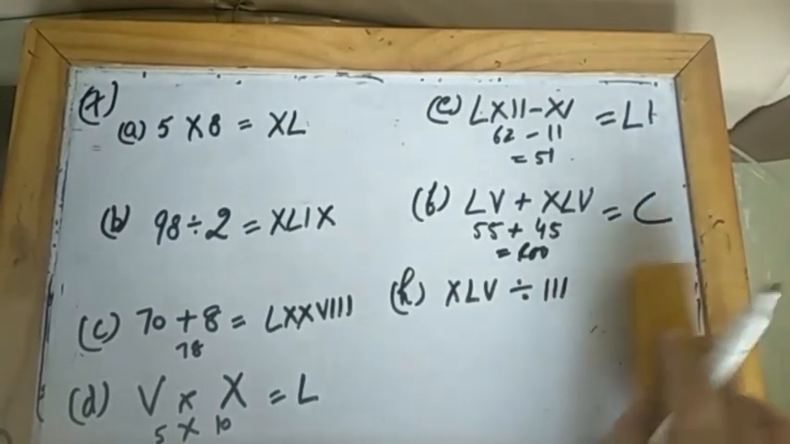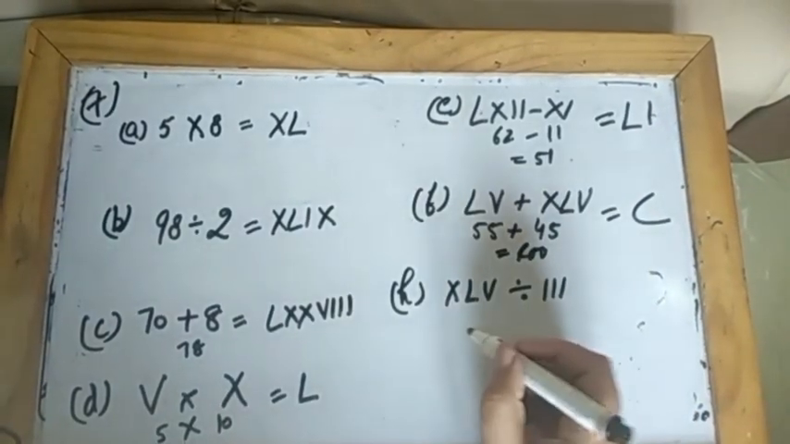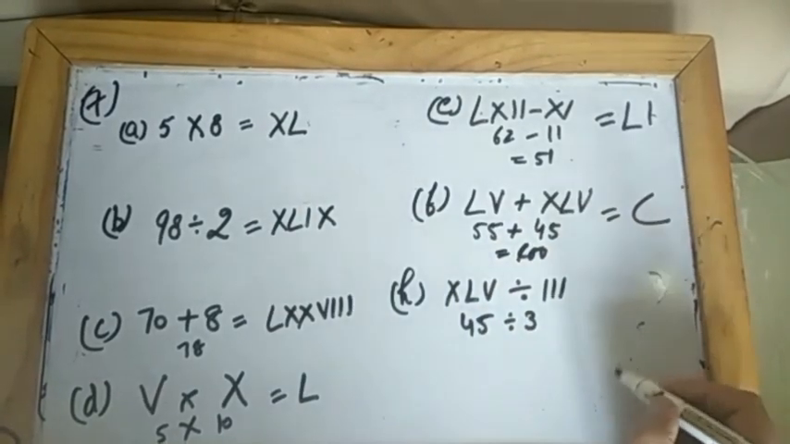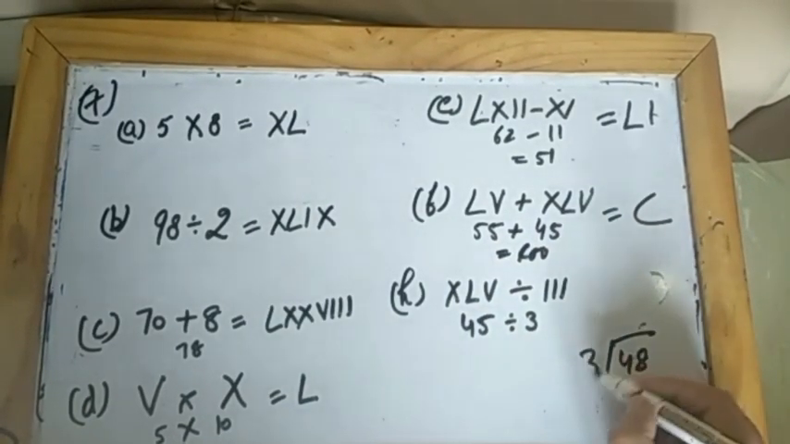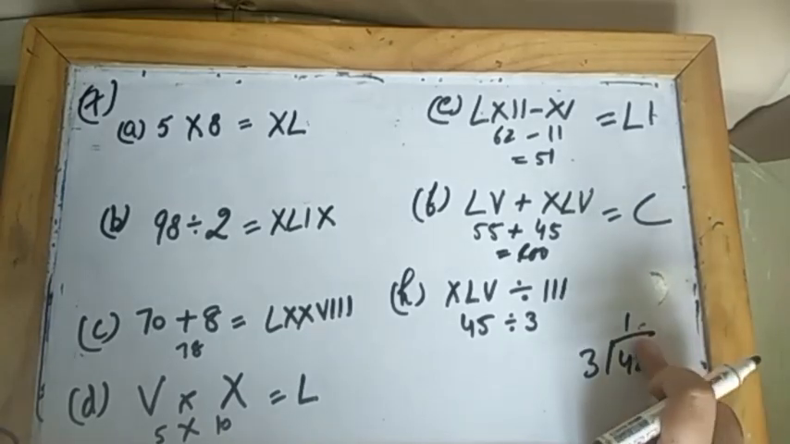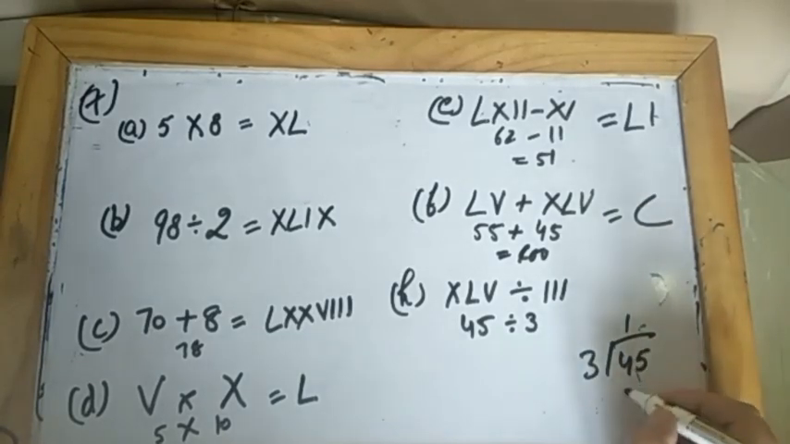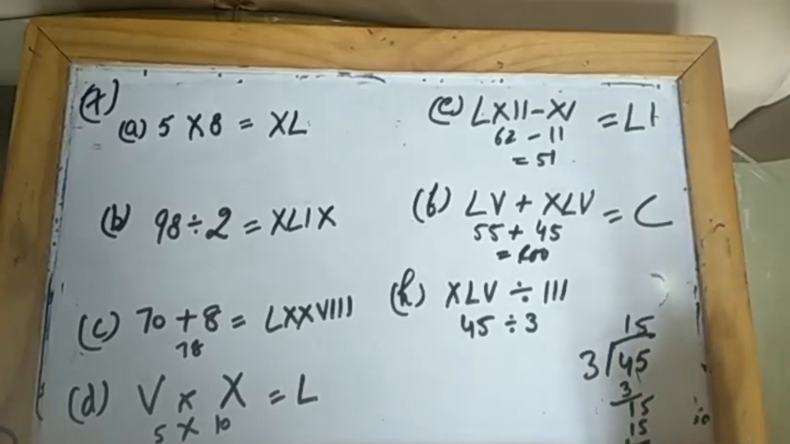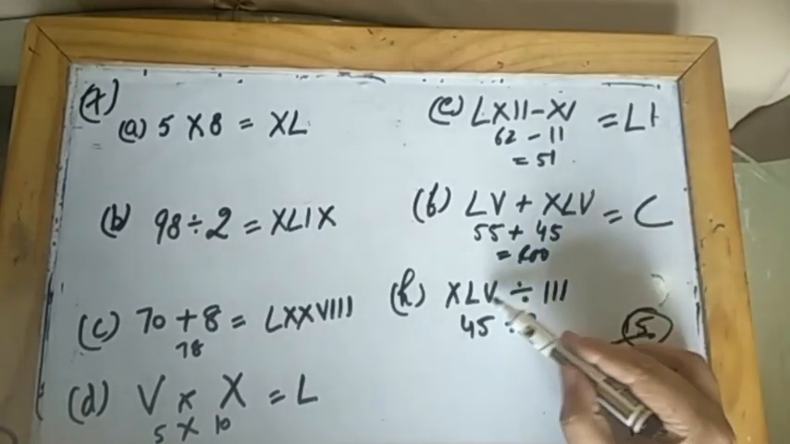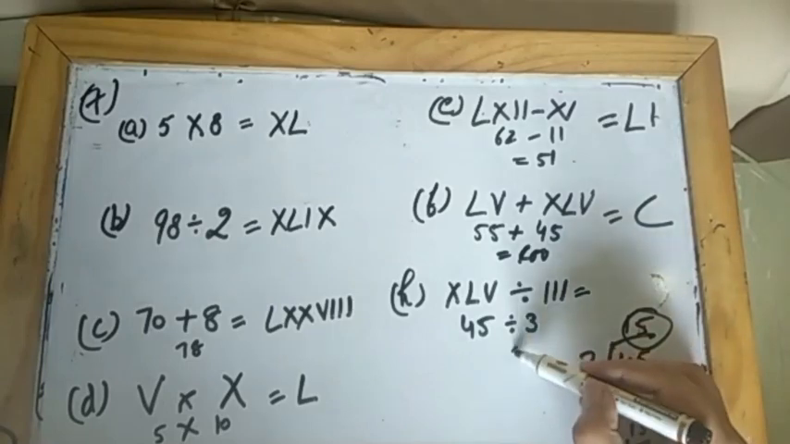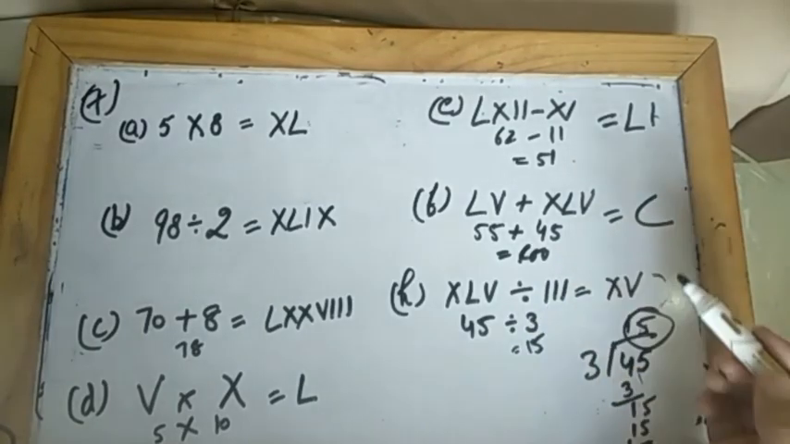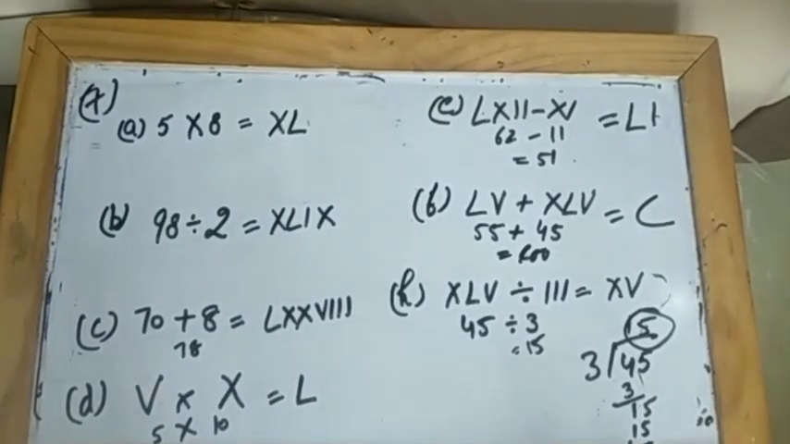Okay. Now this is XLV divided by 3. XLV means this is 45 divided by 3. So divide 45 by 3. 3 1s are 3, 3 5s are 15. So your answer is 15. You will get 15 as the answer, but I have to write the answer in Roman numerals. So this is how you write the answer.